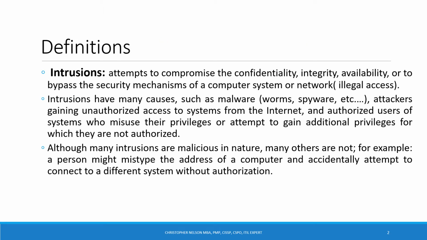Intrusions. These are attempts to compromise the confidentiality, integrity, and availability, otherwise known as your CIA triad, or to bypass the security mechanisms of a computer system or network, which is illegal access. Intrusions have many causes, and these include malware, which are worms, spyware, or attackers gaining unauthorized access to systems from the internet, and authorized users of systems who misuse their privileges or attempt to gain additional privileges for which they are not authorized.